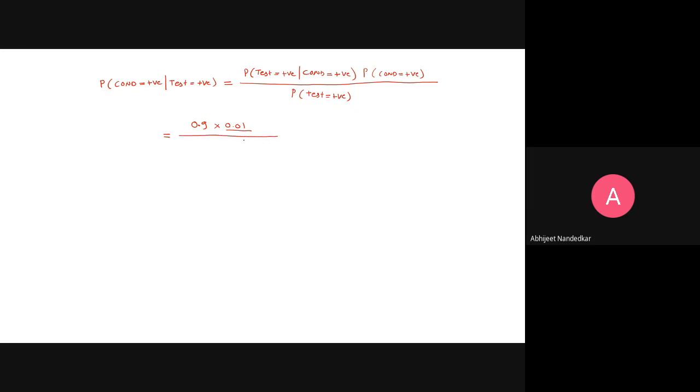The test can be positive in two conditions: you have the condition or you don't have the condition. In both cases you may have a positive test. So I am writing both things. We are using the sum rule to calculate the denominator. Okay, now how to do that? The denominator is equal to the probability that the test is equal to positive given that the condition is equal to positive, multiplied by the probability that the condition is equal to positive.